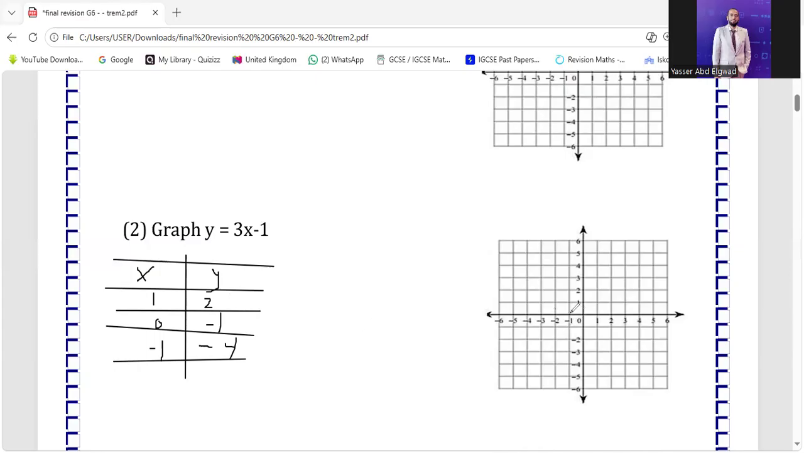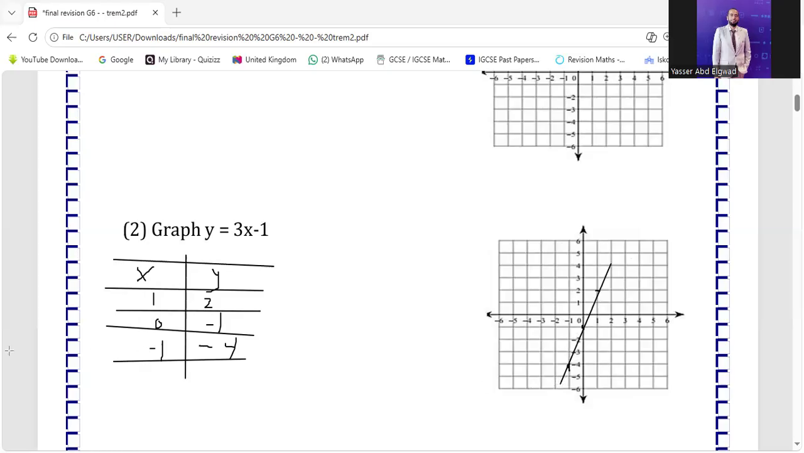Here is 1 and 2. The next one, 0 and negative 1: 0 and down until we reach negative 1. And negative 1, negative 4. Here is negative 1 and negative 4. Join the points. We have 3 points. Yes, join them by ruler, as we said before. Here is the graph.